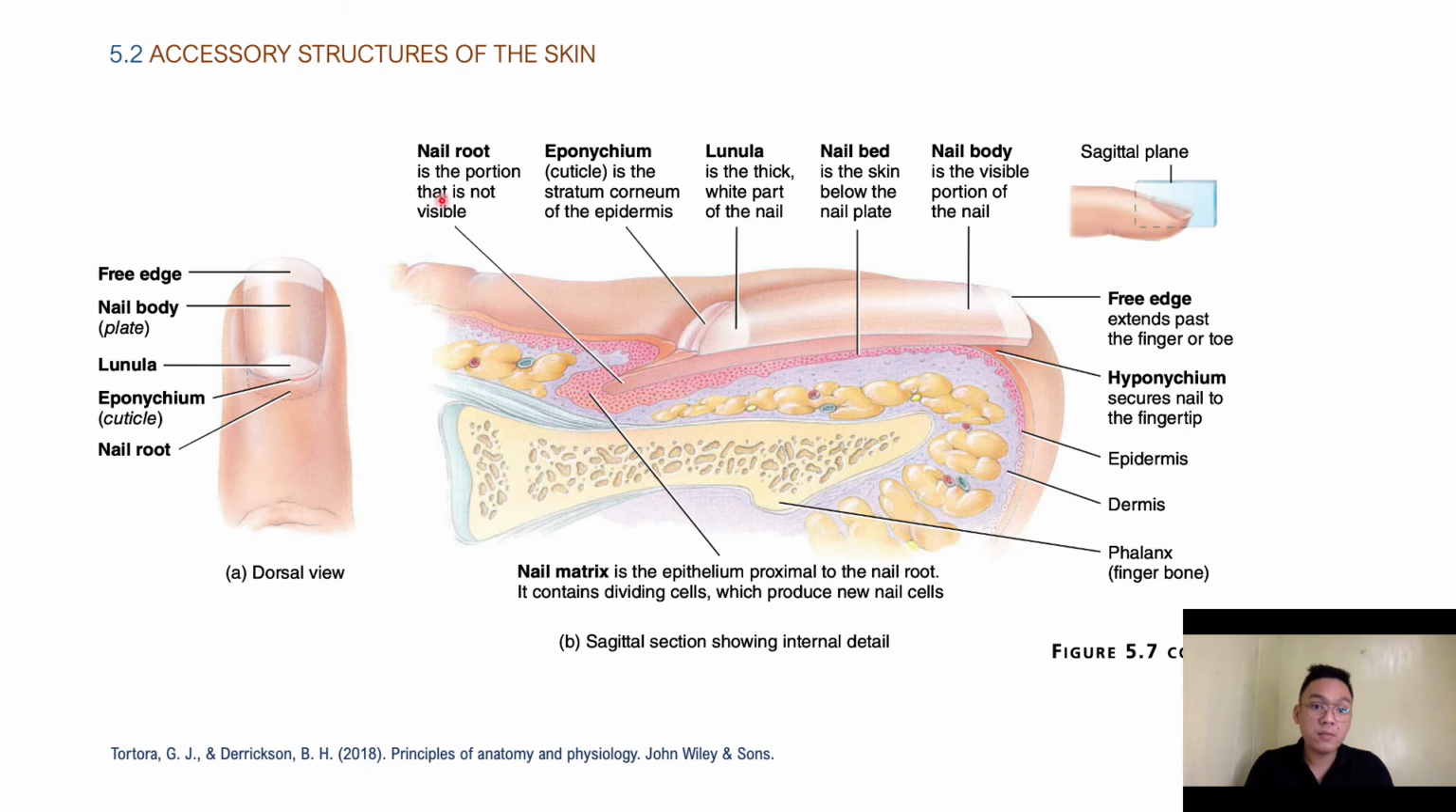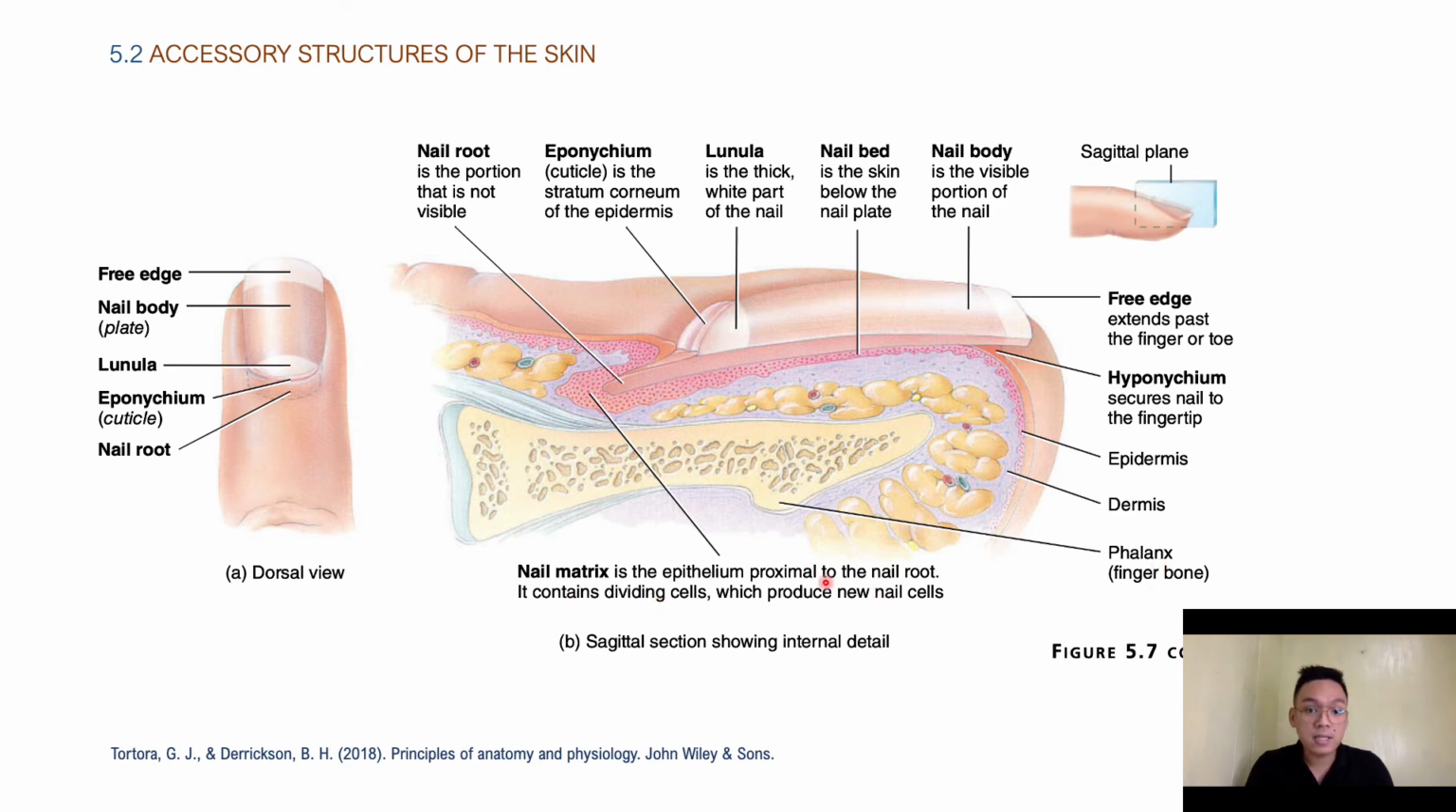Nail root is not visible. Eponychium is the stratum corneum of the epidermis. Lunula is the one that resembles a moon. It is the thick white part of the nail. The nail bed is the skin below the nail plate. Nail body is the visible portion of your nail. Free edge is extending past the finger or toe. Hyponychium secures the nail to the fingertip.